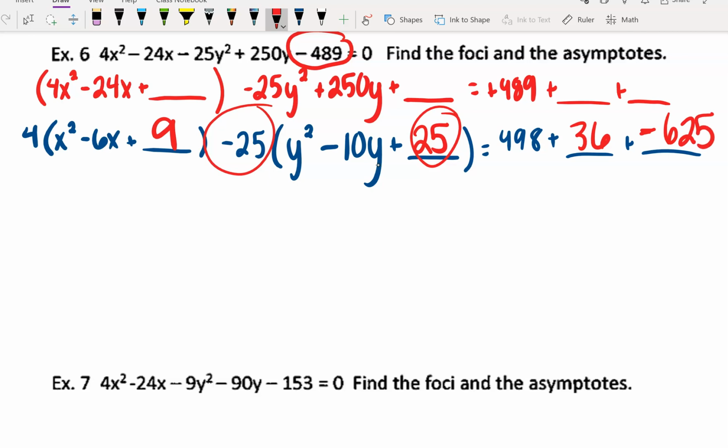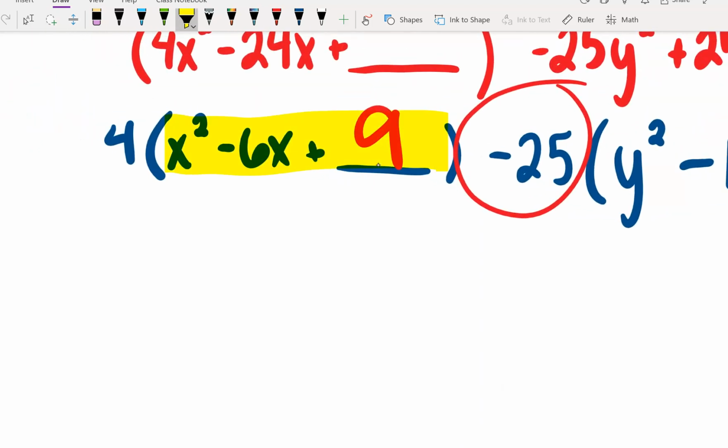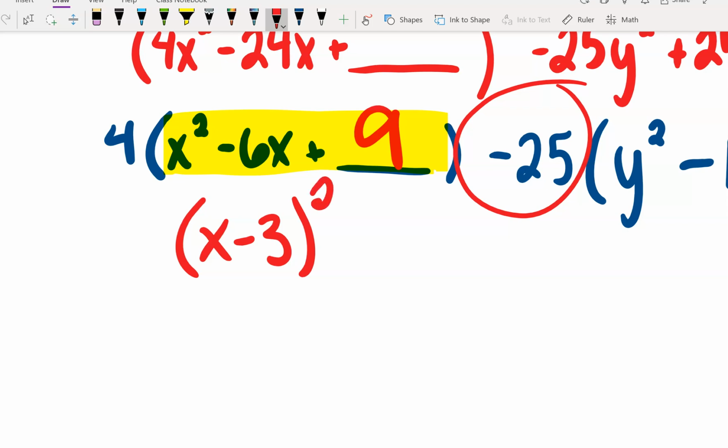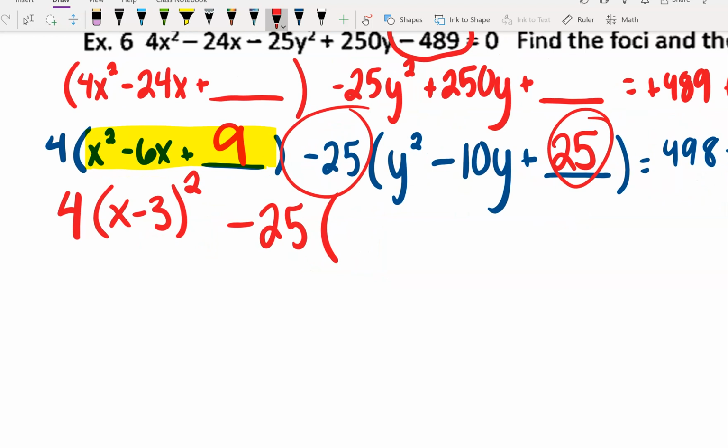All right, now we get to do some factoring. Look at this part. This is a perfect square trinomial. We try to figure out what multiplies to 9 but adds to -6. That's going to be -3 and -3. So this will factor to x minus 3 times x minus 3, or you could rewrite it as x minus 3 squared. Don't forget the 4 in front. Then we'll do the same thing with the next one, minus 25 times what multiplies to 25 but adds to -10. That's going to be -5 and -5. So this will be y minus 5 squared.